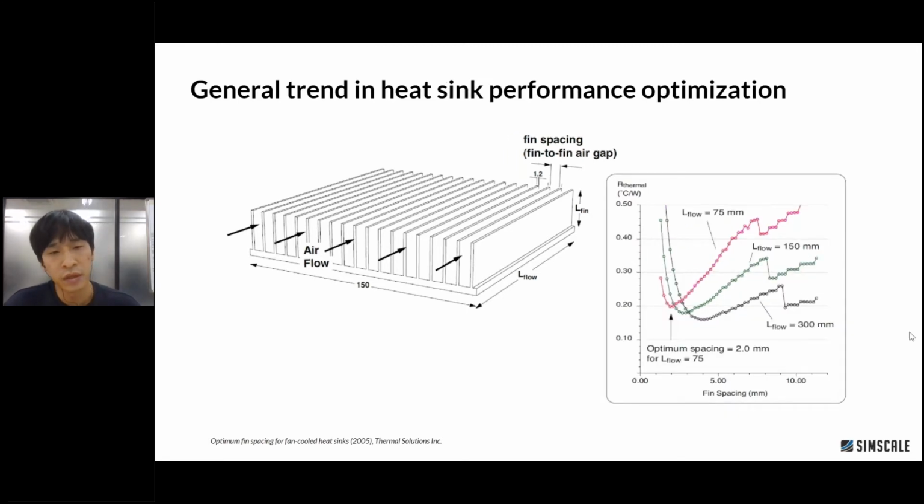Likewise, we also had to optimize other geometric dimensions, for example, the fin spacing. If there are too many fins placed too densely, they can choke the airflow. But at the same time, when the fins are too sparsely distributed, it means too small a surface area can be used for the cooling. So we really have to find the optimal spacing for the given conditions.